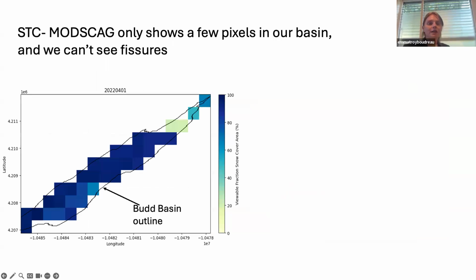And so if we look at this product, we see, okay, this looks a little bit different. Like, what are we looking at, Emma? This does not look like the Bud basin you just showed us. Well, this is what Bud looks like through the eyes of a coarse resolution satellite. So you're actually not getting so many pixels within the basin. And it's difficult to really capture those narrow fissures or small depressions that we saw pictures of earlier.